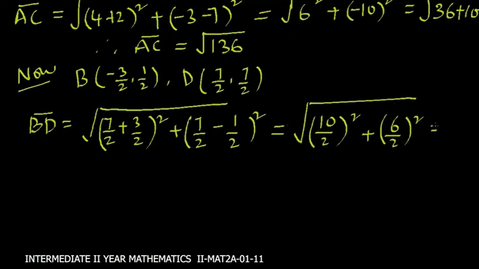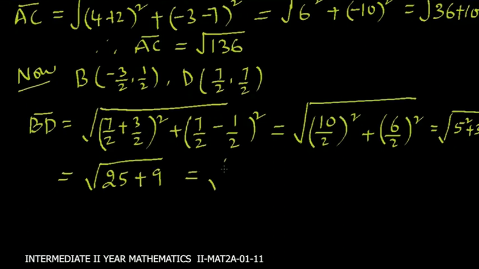So that will be under root 5 square plus 3 square, that is under root 25 plus 9, which is 34. So BD is root 34. Now we have found all four sides and two diagonals.